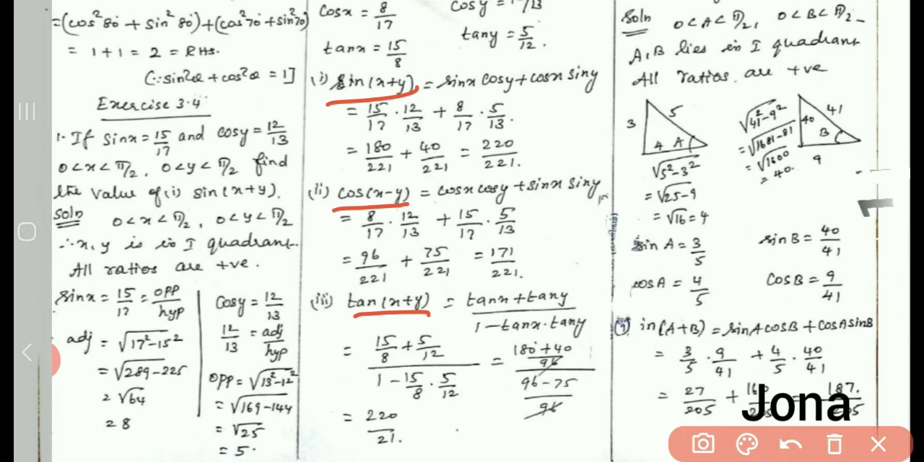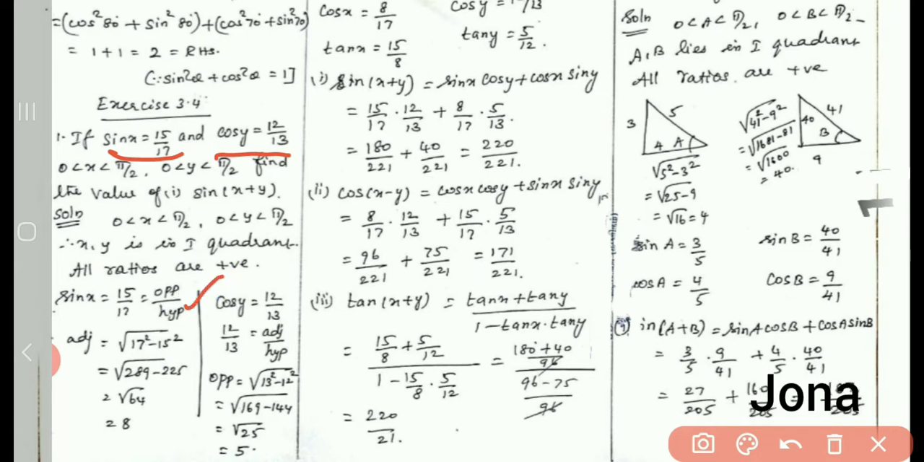Here in the problem it's given sin x equal to 15 by 17. From this sin x, I want to find the value of cos x. And here cos y is given. From this cos y, I want to find the value of sin y. Okay, the first aim is to find cos x from sin x and sin y from cos y. Okay, let me see here.